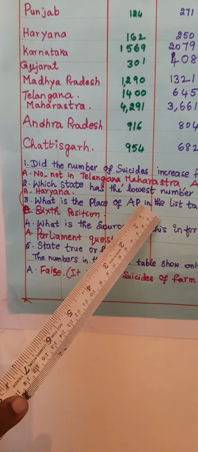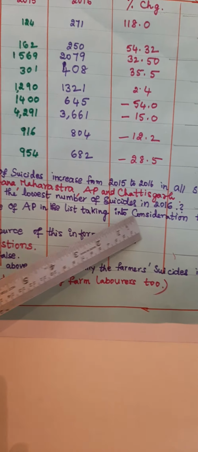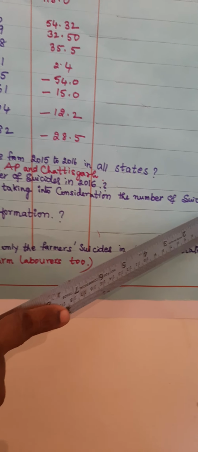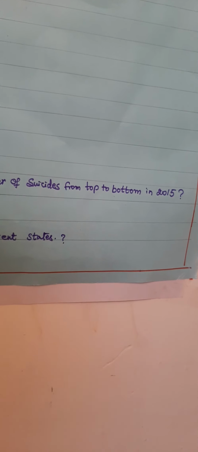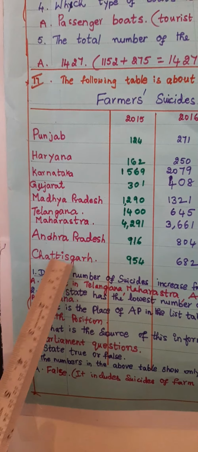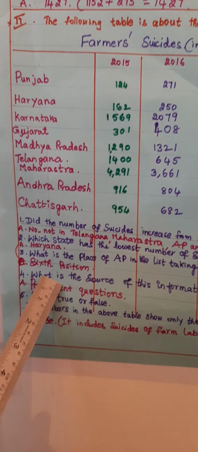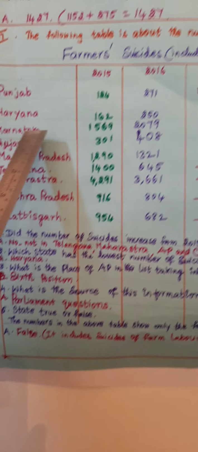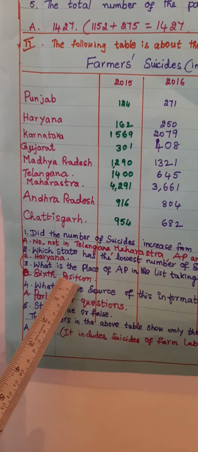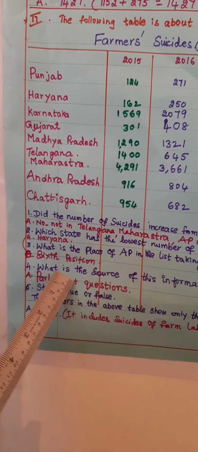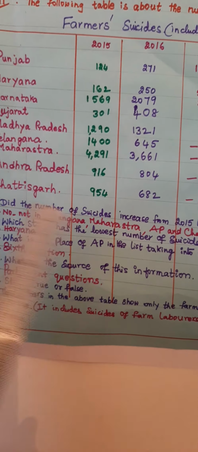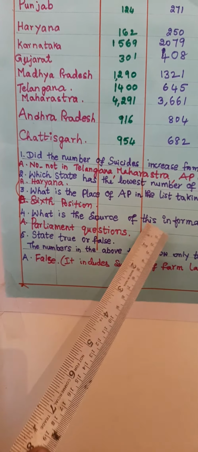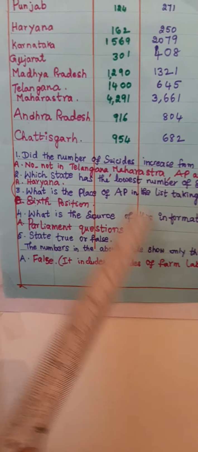Next, what is the place of AP in the list taking into consideration the number of suicides from top to bottom in 2015? From the top, in 2015, AP is in 6th position. 1, 2, 3, 4, 5, 6, 6th position. Next, what is the source of this information? The information was given from parliament questions.